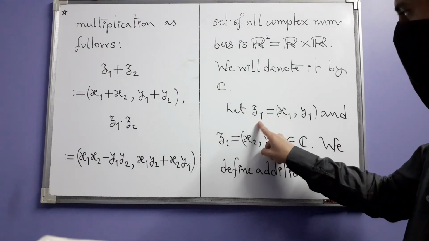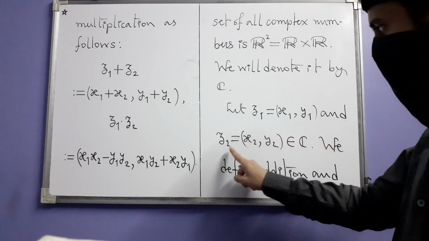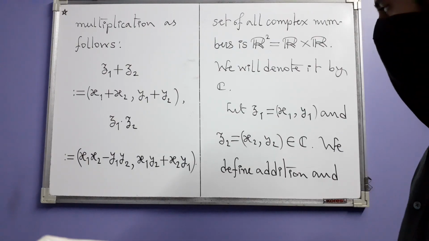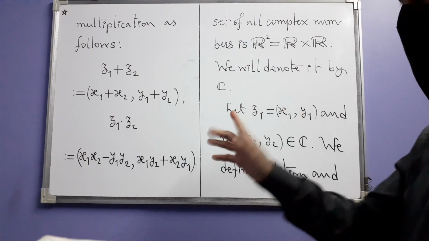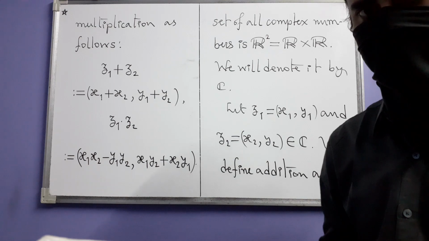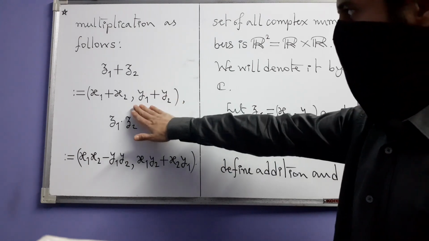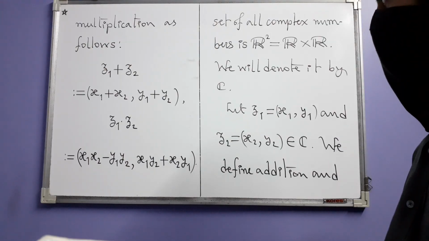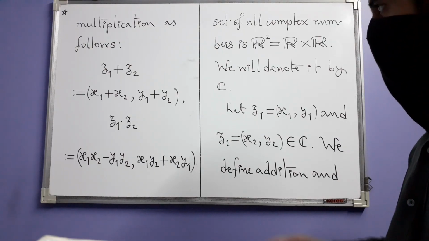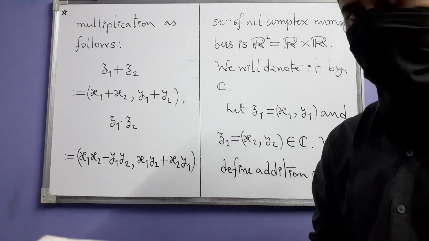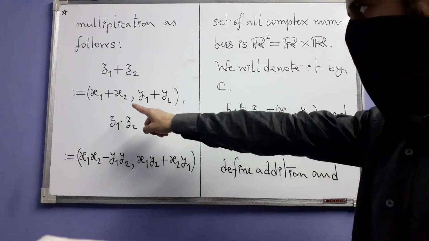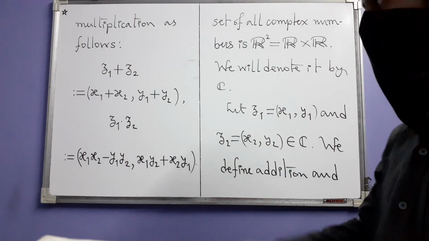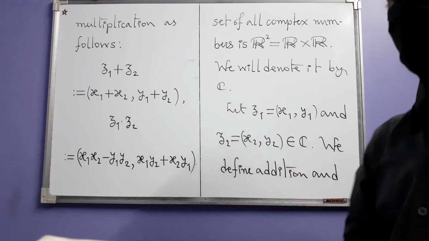So let z1 equal to x1, y1 and z2 equal to x2, y2 be two complex numbers. Now using them, we are going to define addition and multiplication, that is their sum and product. Sum is defined like this, which looks quite straightforward. It is straightforward. So the sum is again an ordered pair of real numbers, where the first coordinate is the sum of the first coordinates of z1 and z2 and the second coordinate is the sum of the second coordinates.